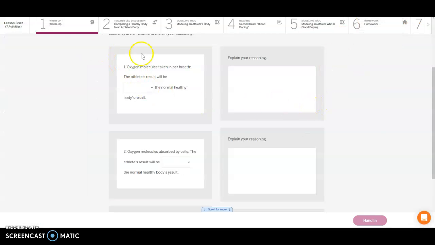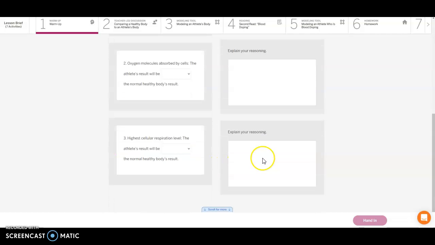So in Amplify, in the warm-up, you're just going to tell me how many oxygen molecules are taken in per breath. So the athlete's results will be what compared to the normal healthy body's results. And then the same thing for the oxygen molecules that are absorbed. Make sure that you explain your reasoning. Third question is the highest cellular respiration level, the athletes will be which one of these compared to a normal healthy body? Explain your answers here.